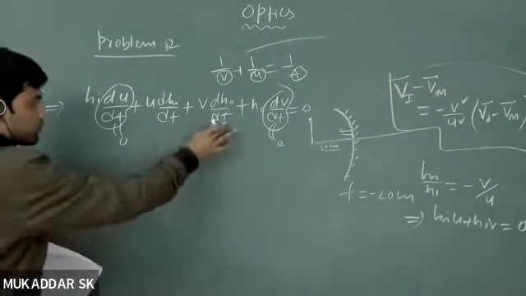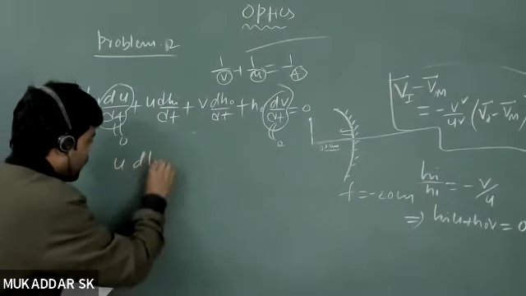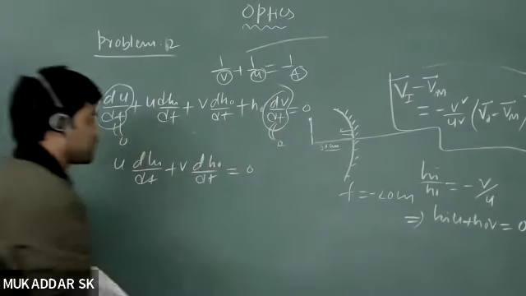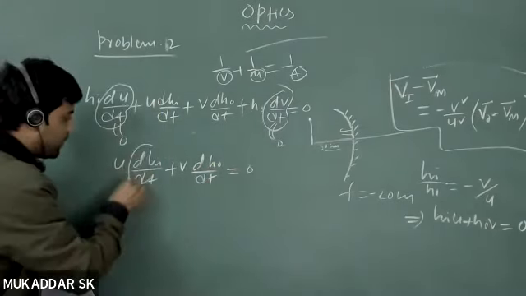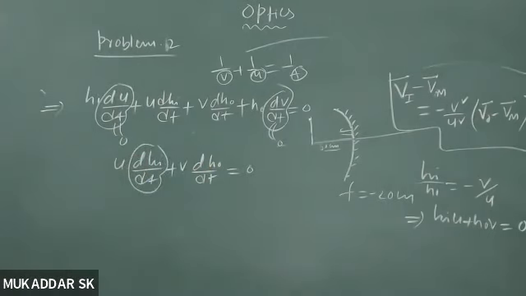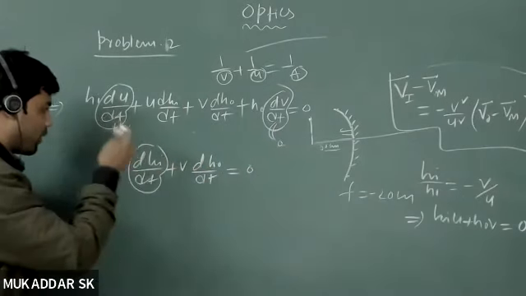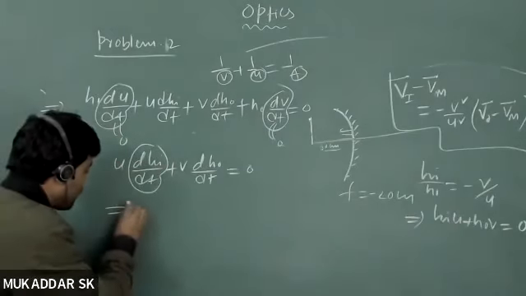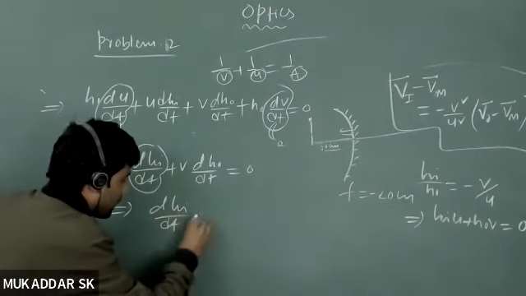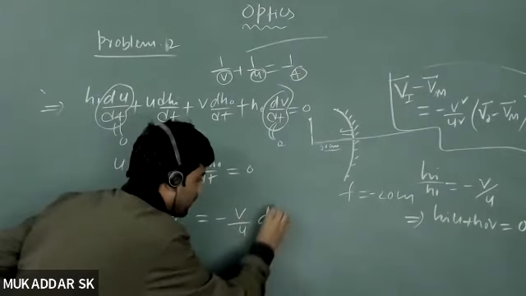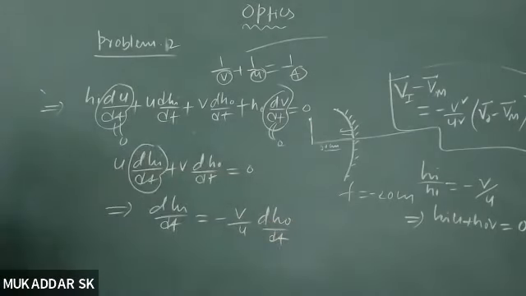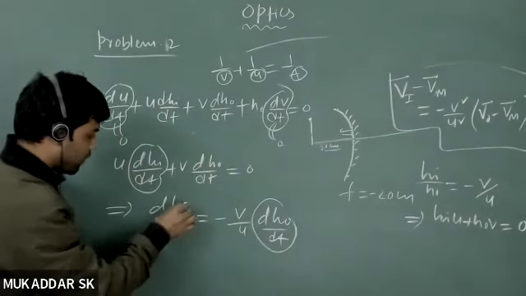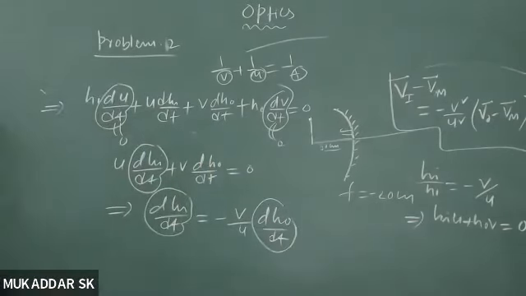So you have only these two terms. What I can write from here is u dhi by dt plus v dho by dt should be equal to 0. This dhi by dt represents the change in image height with respect to time, so that is your velocity of image. dhi by dt should be equal to minus v by u into dho by dt, where dho by dt is the velocity of object. So I can calculate this.